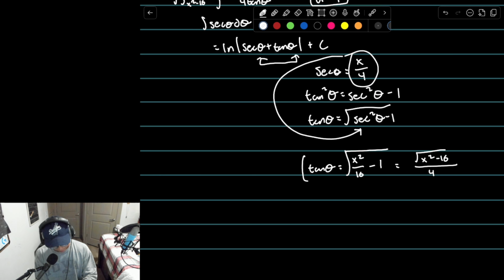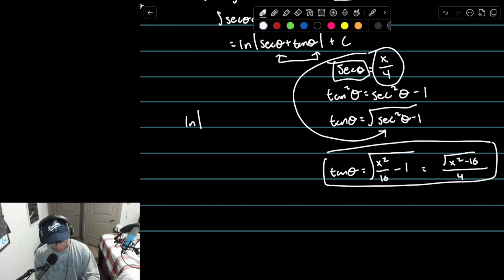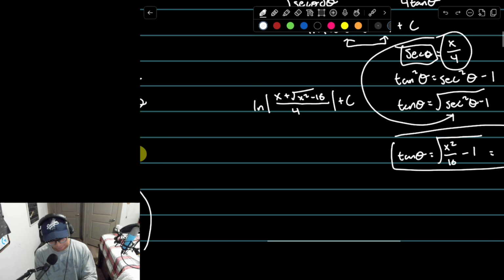Now since we know what our tangent equals as well as our secant, we can finally plug all of that back into this equation over here, which then gets us the natural logarithm of x plus the square root of x squared minus 16, all over 4, plus our constant of integration. And we are done. And if you would like to simplify further, you can, which is just the same method as last time with our logarithm rules, but I am a little too lazy to do that.